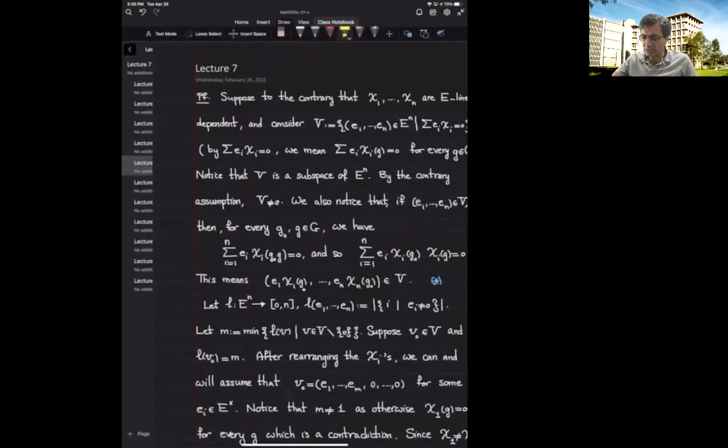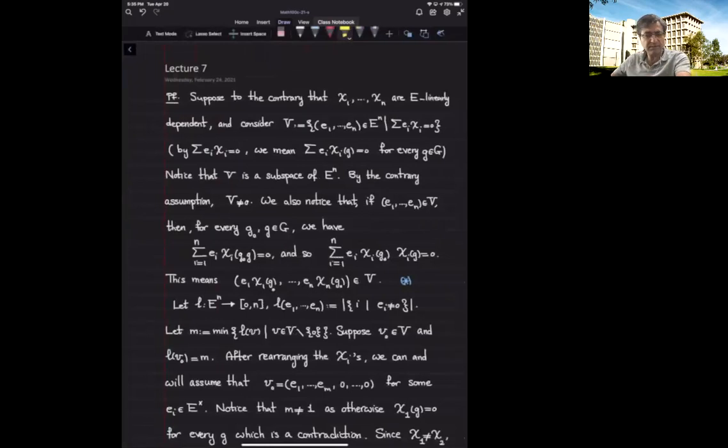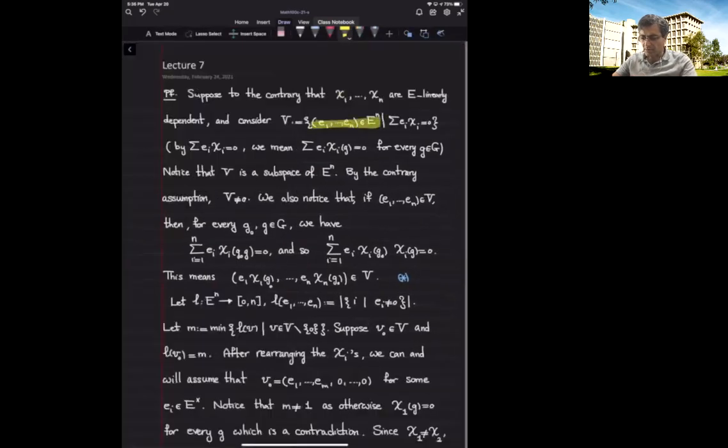We are going to assume to the contrary that I do have a non-trivial linear combination that is zero. So that's the contrary assumption. I'm going to assume that there are vectors e_1, ..., e_n inside E^n such that this linear combination is zero as a function. Again, this being zero means that when I plug in g, I always get zero no matter what g I plug in. So as a function from the group G to E, I'm going to get the zero function. So that's the definition of V.